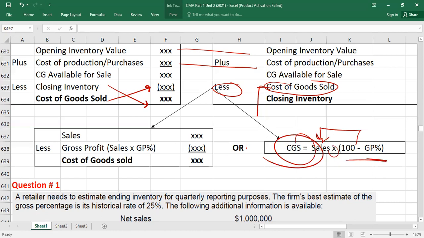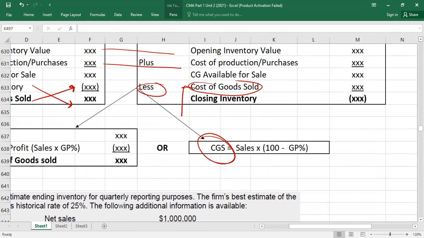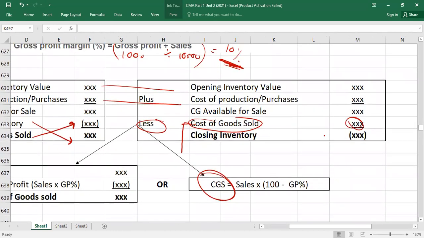Clear? Understood? Now this cost of goods sold, whatever value you get, you will bring it here. And the remaining: if you have opening plus purchases and you have cost of goods sold, you will deduct cost of goods sold. Automatically, you will get closing inventory. Is there any rocket science? No. It's quite simple. You just need to work with this equation, and you must be aware of the cost of goods sold calculation. Clear? There is nothing other than this.